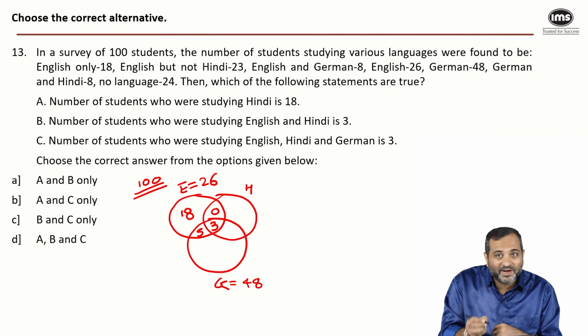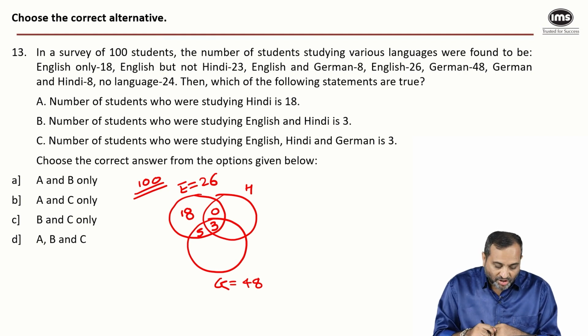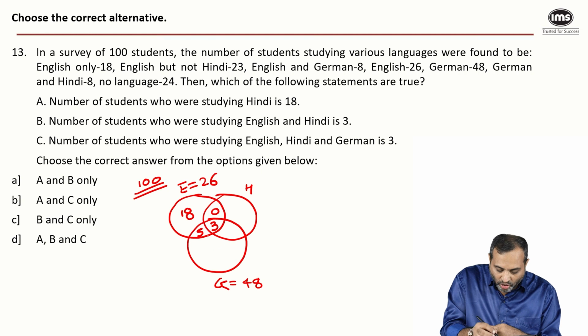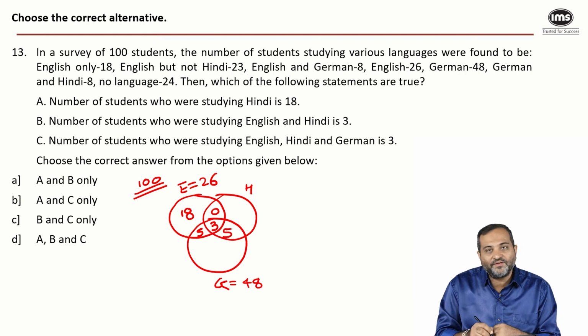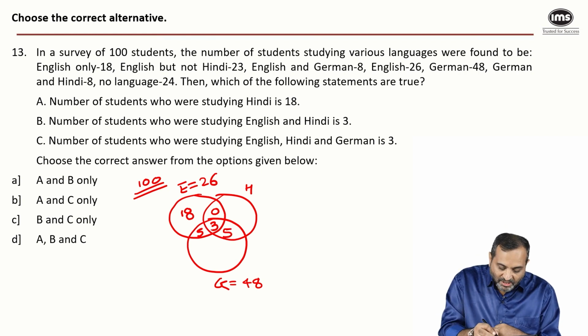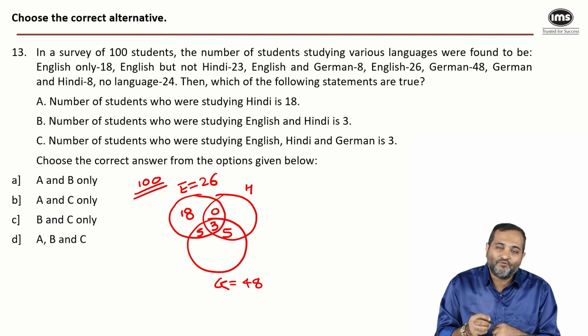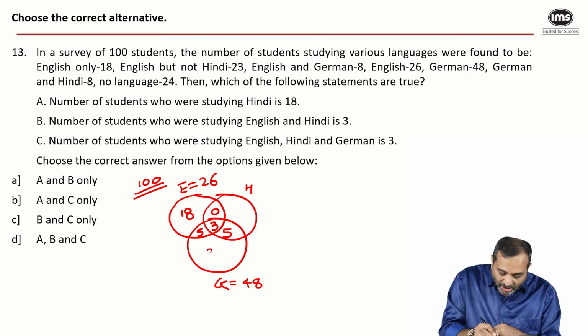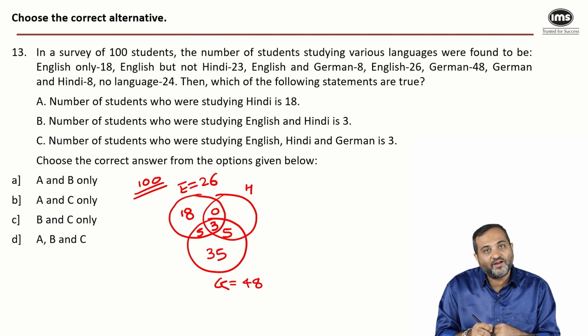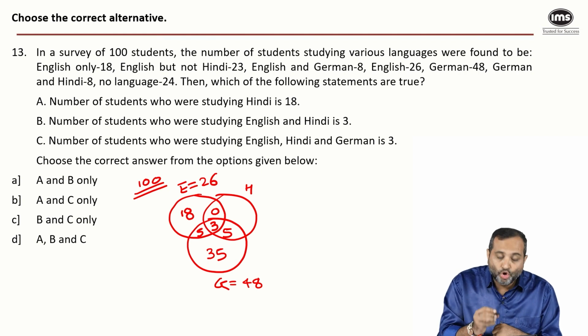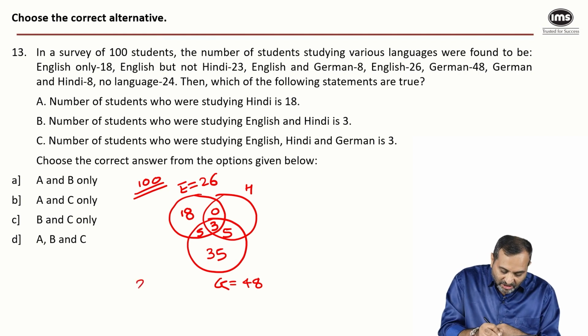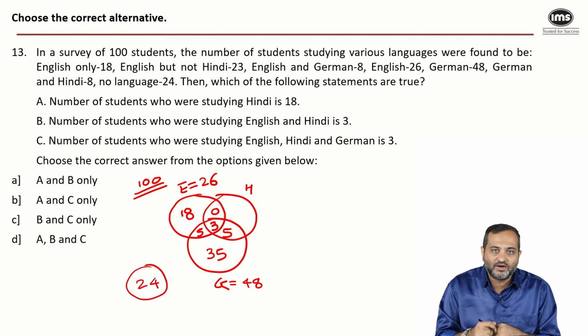I am not able to complete my diagram. Let's hold on. German and Hindi is 8. So can I say this will therefore become a 5? Now 5 plus 3, 8. 8 plus 5, 13. I have already taken care of 13. That means only German has to be a 35. And no language is a 24. That means there are 24 students who will lie outside the circle and they don't study any other language.